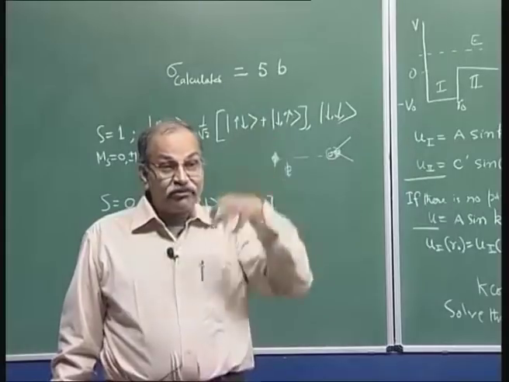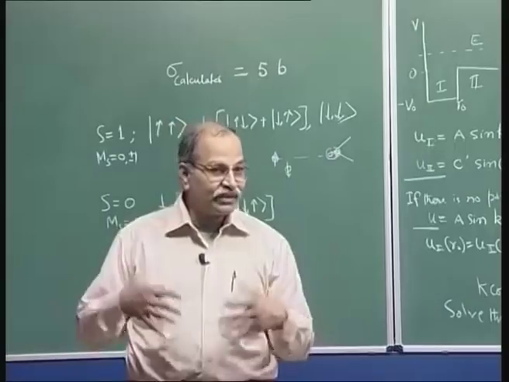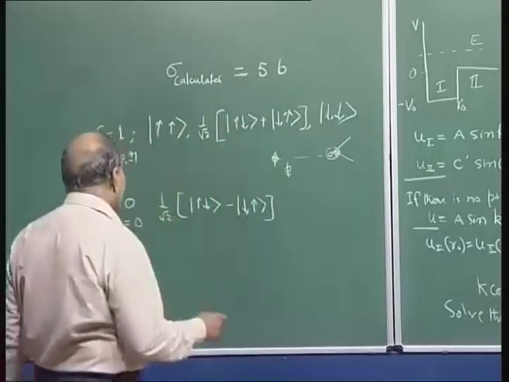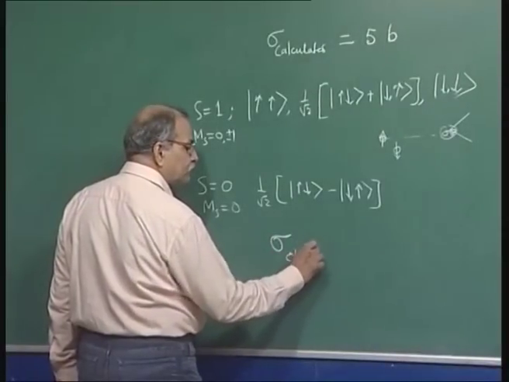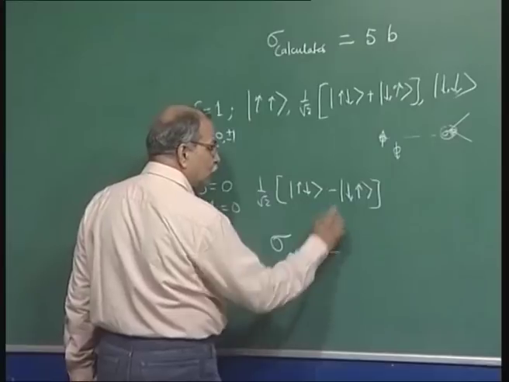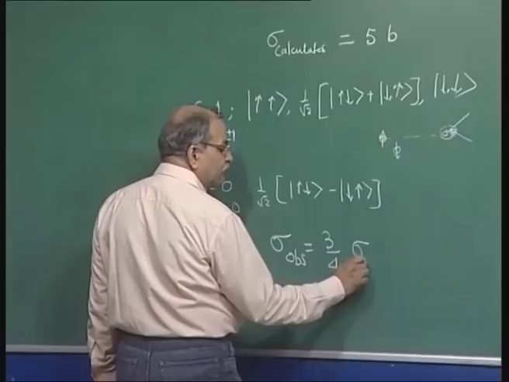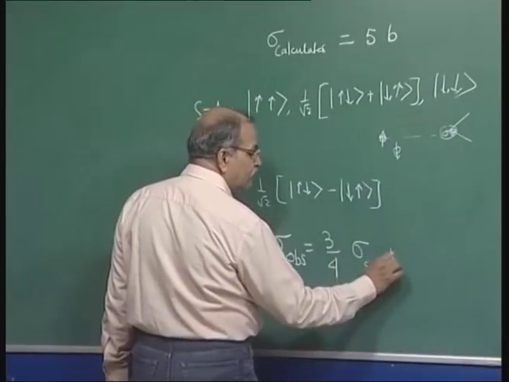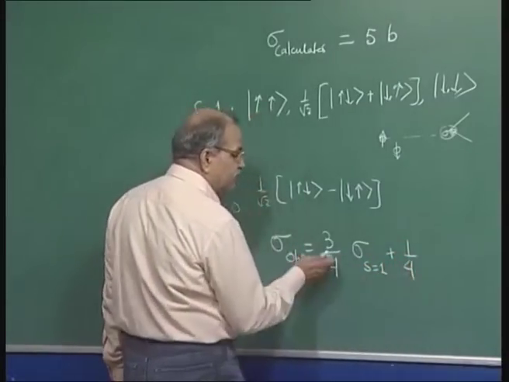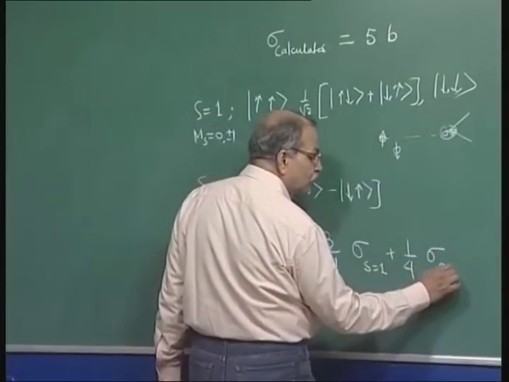So, the observed cross section that I observe in experiment takes contribution from both S equal to 0 and S equal to 1. The sigma observed should be in the ratio 3 to 1. So, 3 by 4 times sigma which should come from capital S equal to 1, and 1/4, so it becomes 75%, 25%, sigma S equal to 0.